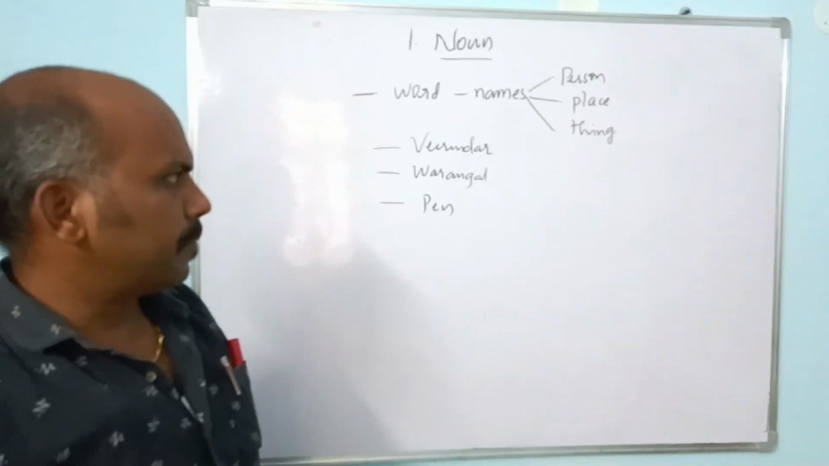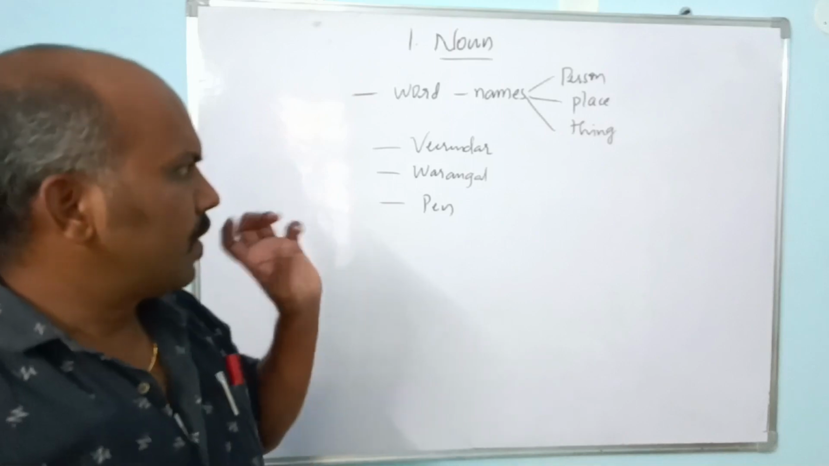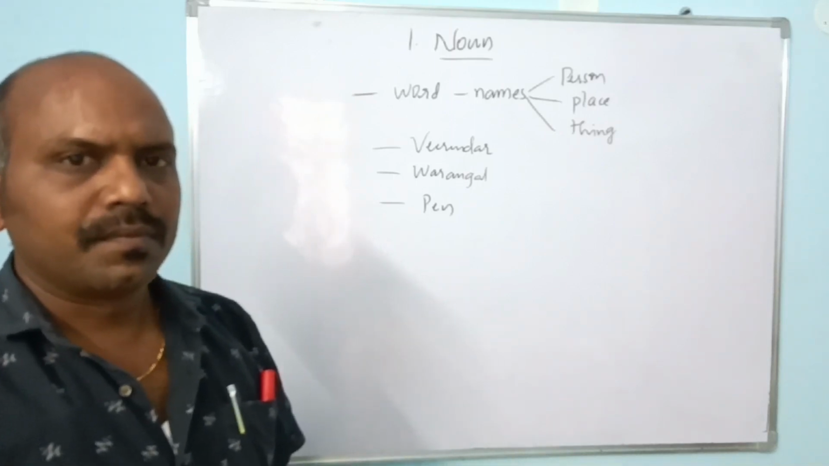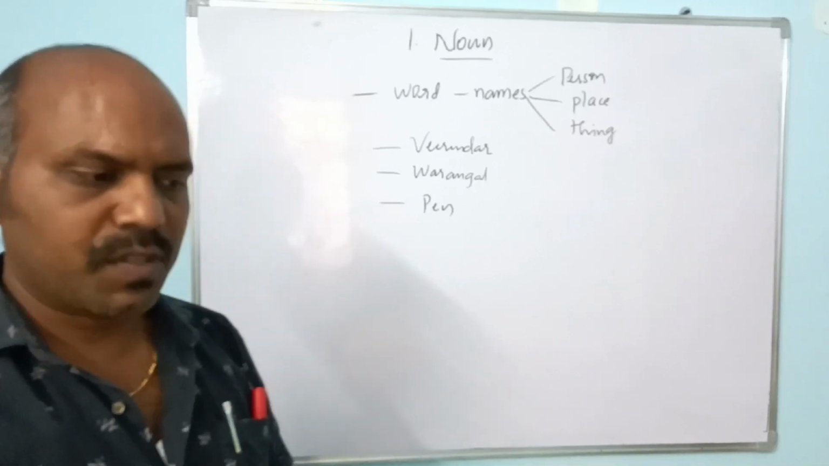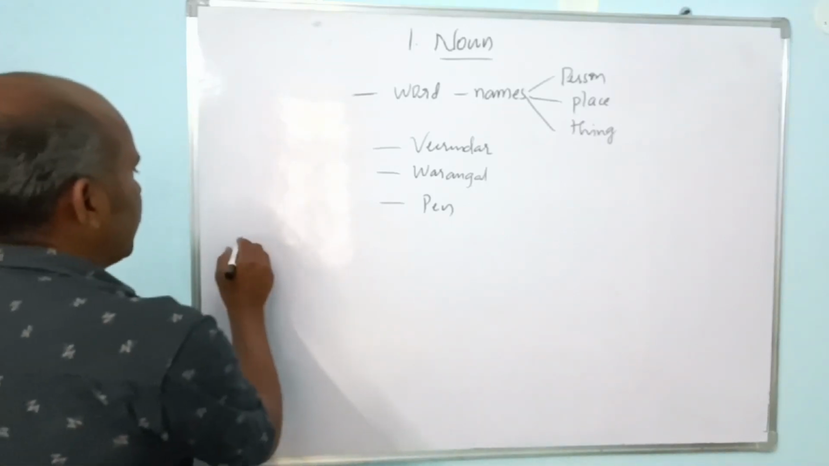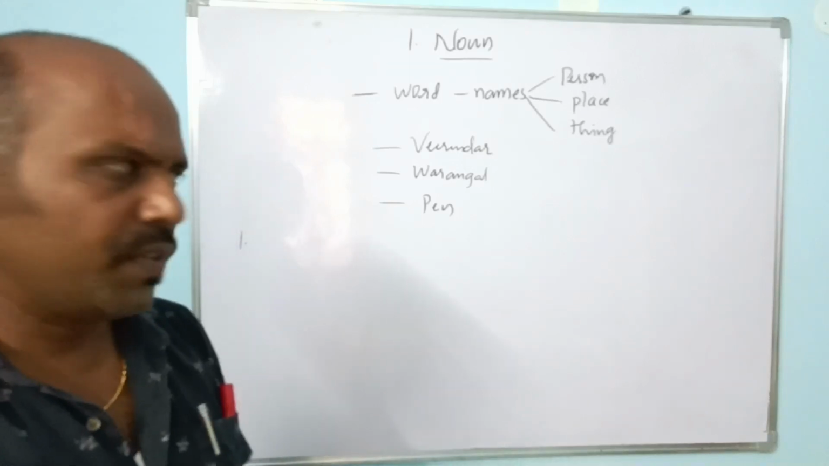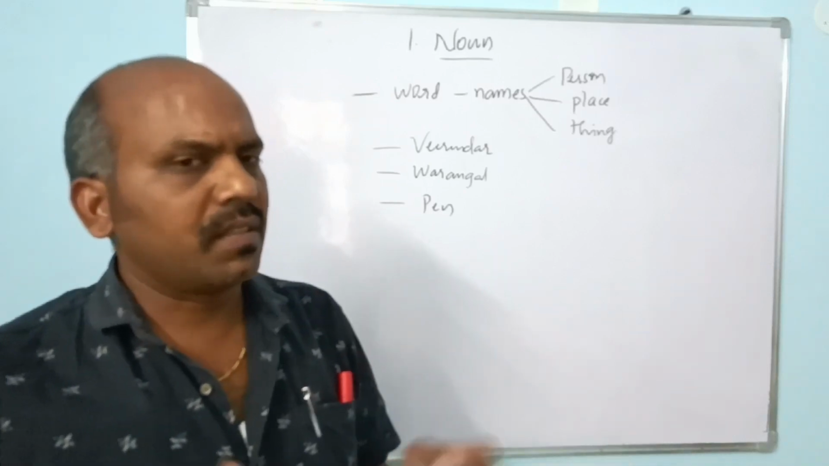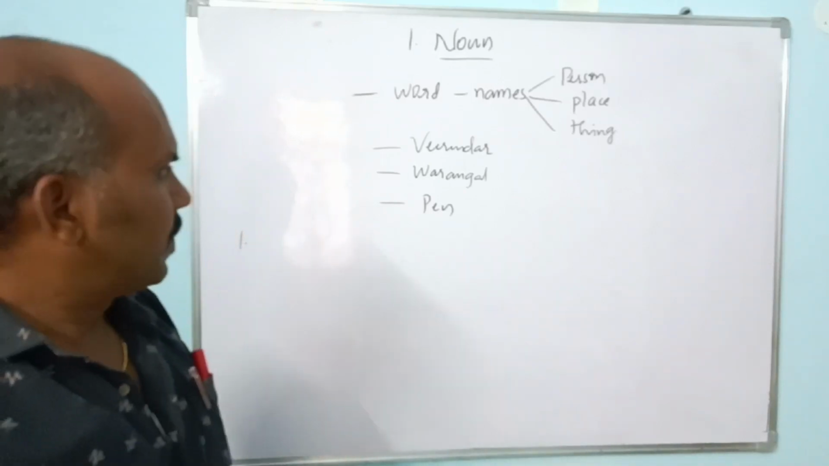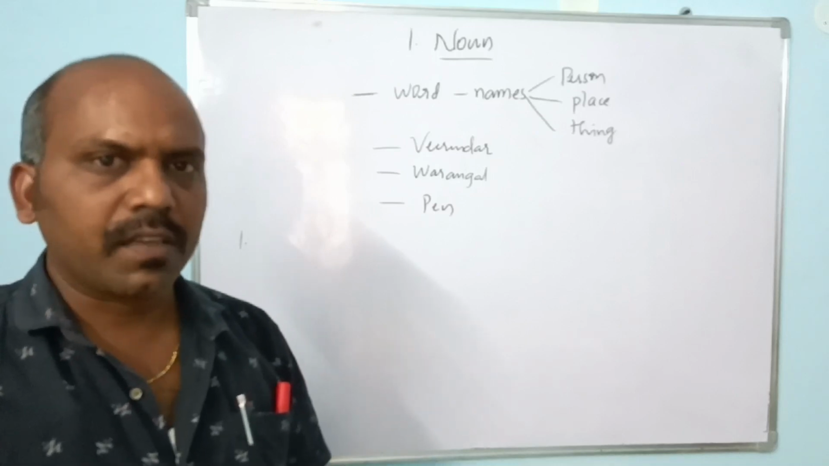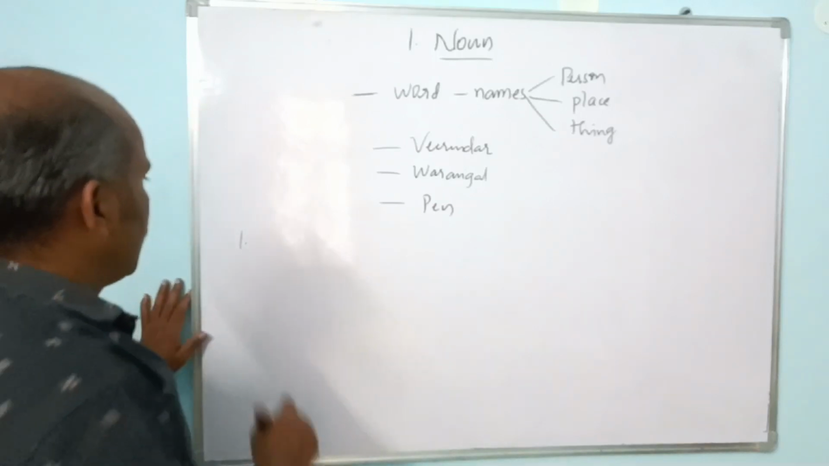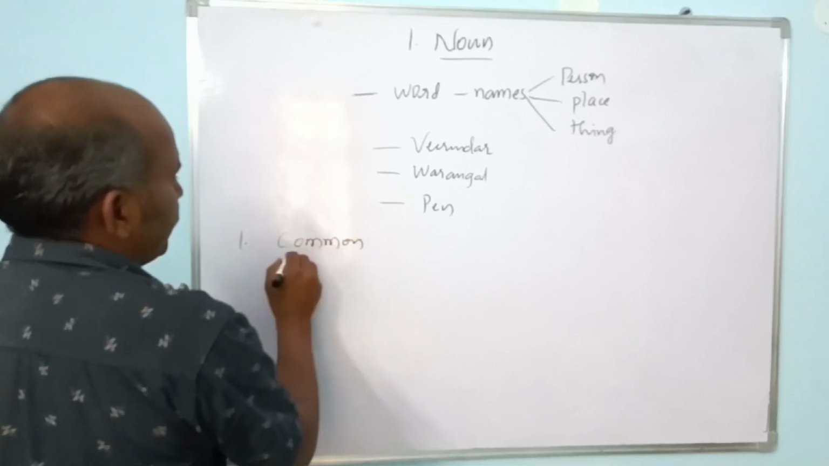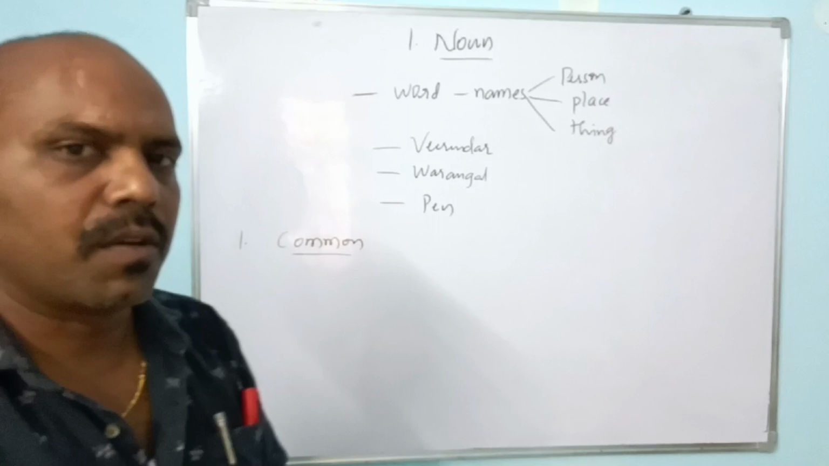And now we are going to know, depending on names and depending on their work, there are a few types in nouns. So what are the types of nouns here? Depending on groups, their work and their condition, there are a few types we have. Number one is common noun, right? The very first thing is common noun.